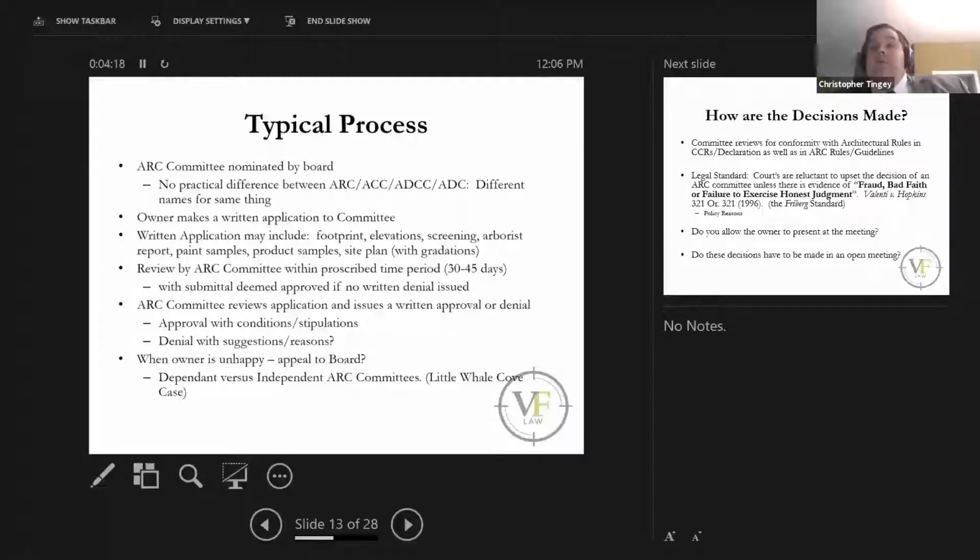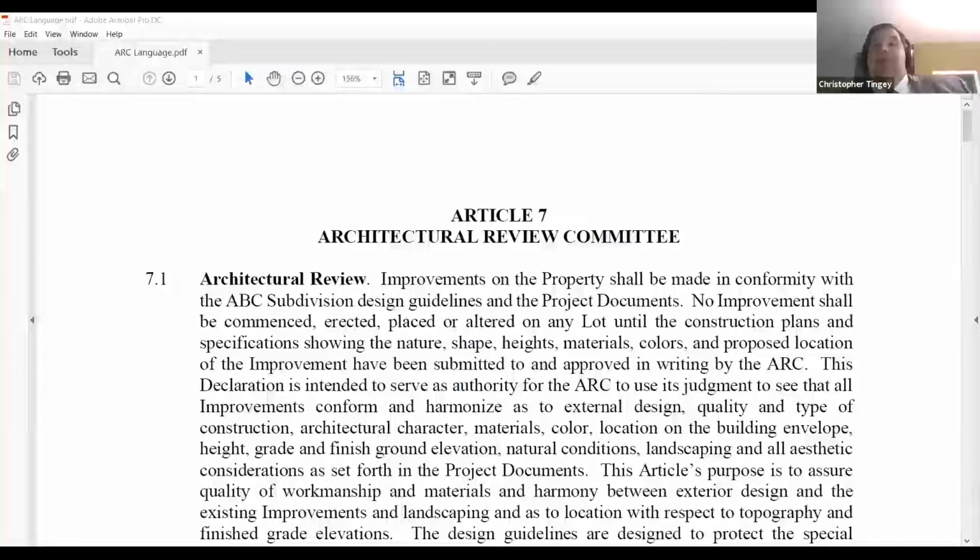My apologies, this is taking longer than it should. Okay, I'm going to stop sharing for a minute and do it the old-fashioned way. Okay. Let's try this. Y'all are seeing this one now, this language.